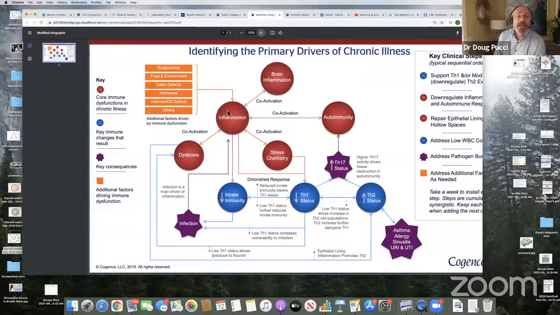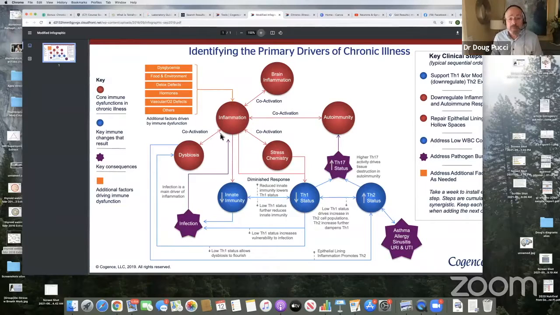And what you see here is that the inflammation in the body then activates inflammation in the brain, right? But the inflammation in the brain then activates inflammation in the body. That's what they call co-activation. It's a feedback loop. The inflammation in the body is going to change the gut environment, and so we get what we call dysbiosis, or overgrowth of bacteria.